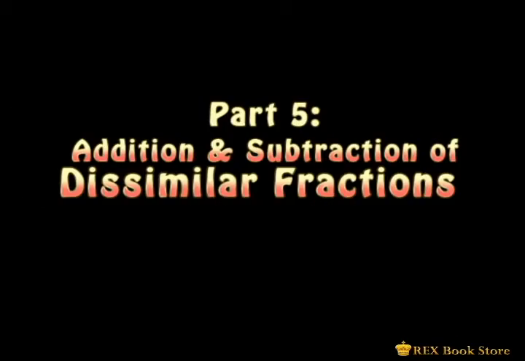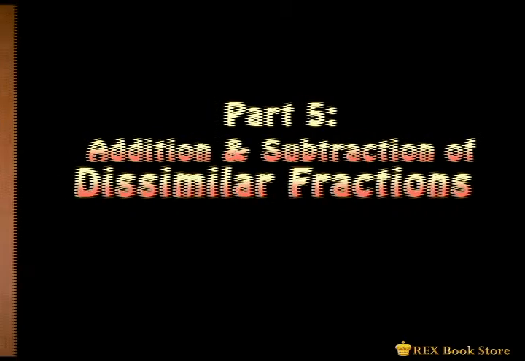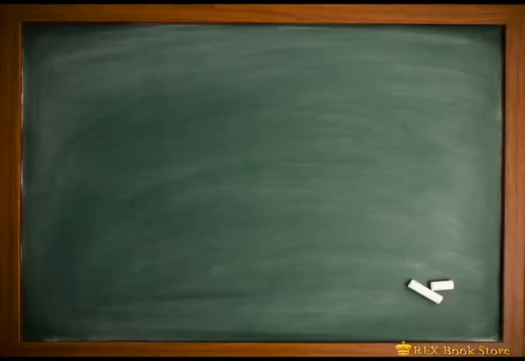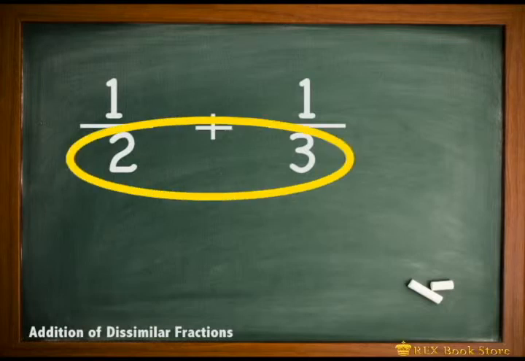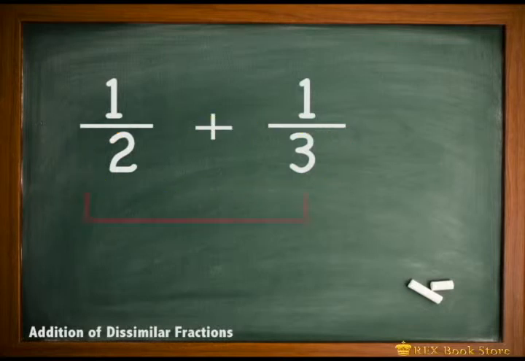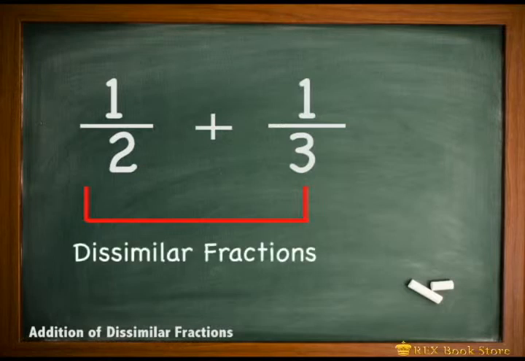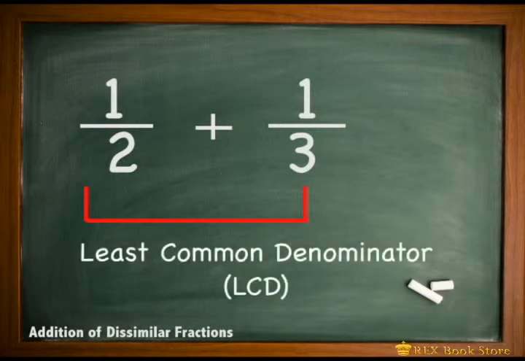This time, we are going to learn how to add fractions with different denominators using our number sticks. For example, you have here 1 over 2 plus 1 over 3. First, we shall focus on the denominators 2 and 3. 2 and 3 are different numbers. Hence, 1 over 2 plus 1 over 3 are dissimilar fractions. To add dissimilar fractions, we must first get the least common denominator, or LCD.